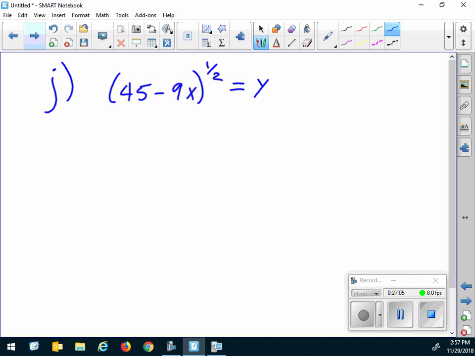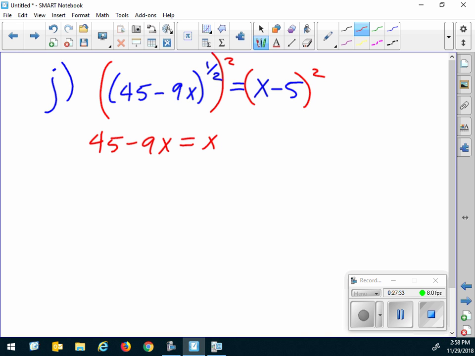45 minus 9x to the 1/2 equals x minus 5. What do I do? I don't square root. 1/2 power is square root. I square both sides. What am I left with? Equals. Well done. Remember, that's x minus 5 times x minus 5, and you FOIL it.